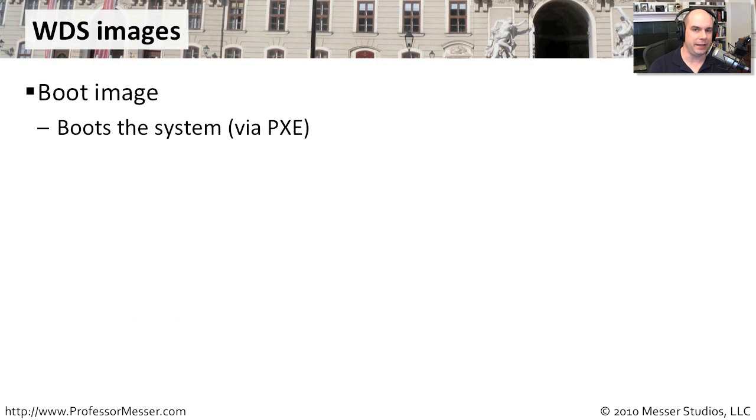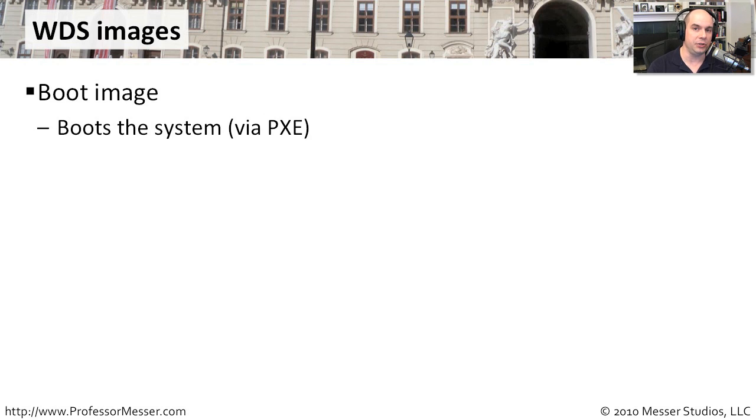When you're working in WDS, you'll see a number of different kinds of images in there. The first one you'll see is the boot image. This is when you go to a remote machine, it has no operating system on it, or you've specified to boot from the network card.